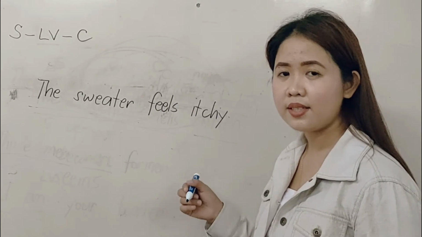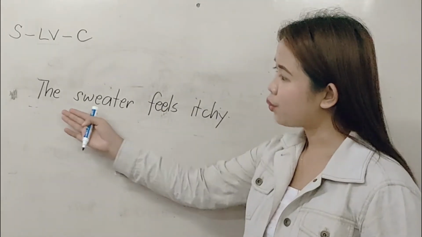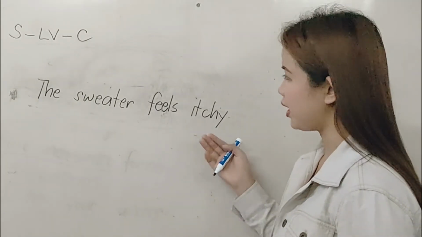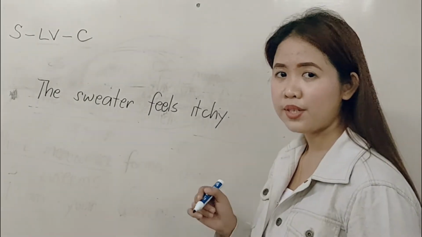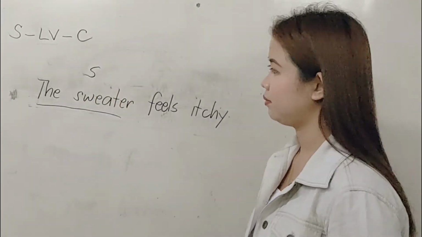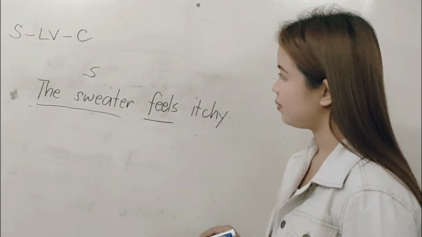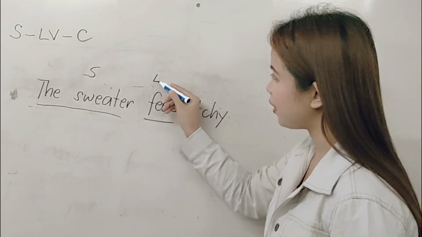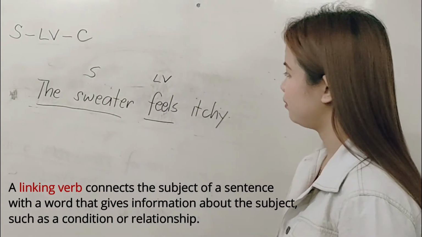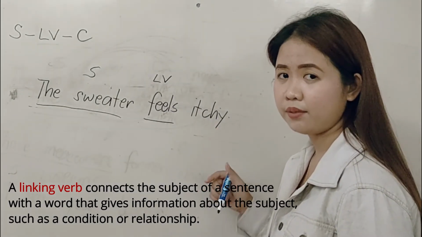Our next sentence has something to do with the sense of touch. The sweater feels itchy. Our subject is the sweater. The word feels is our linking verb. The word itchy is an adjective.